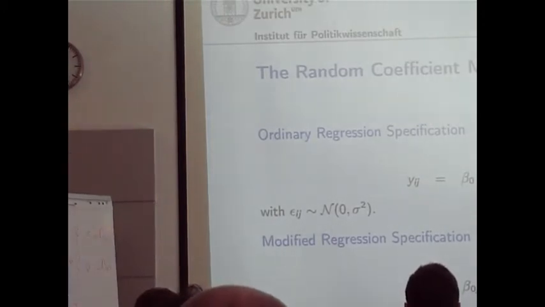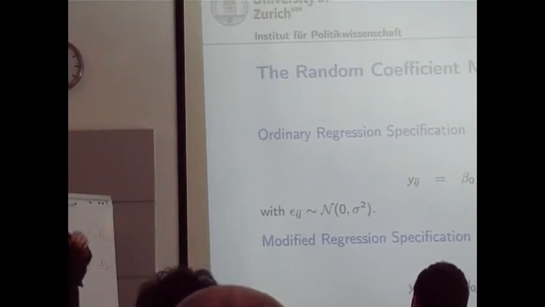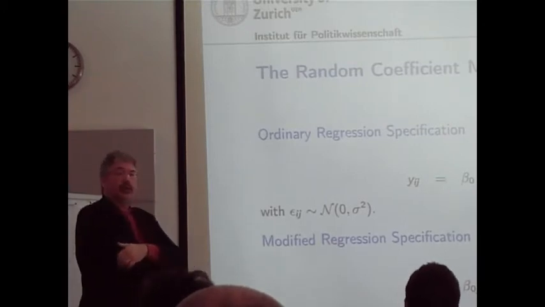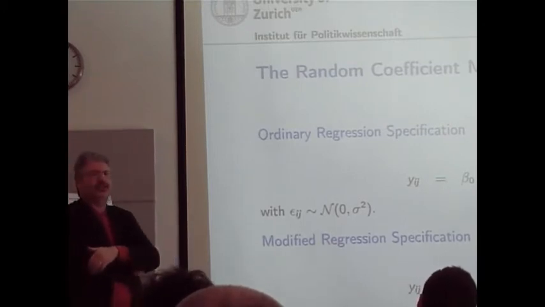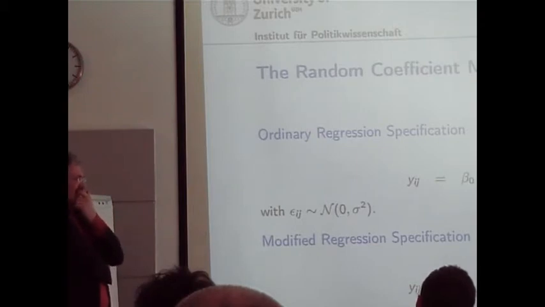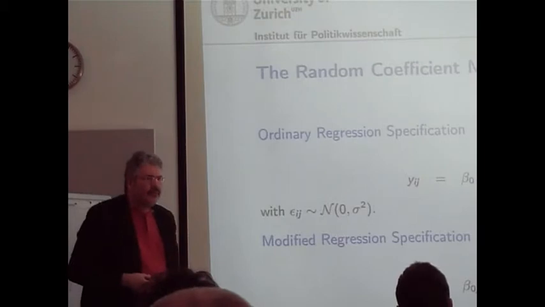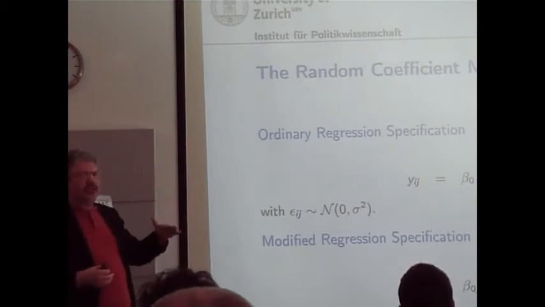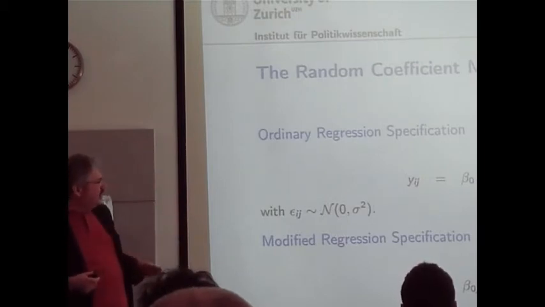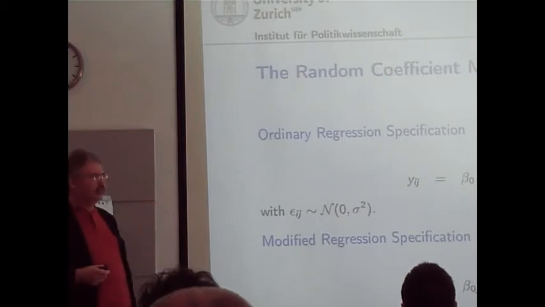Now this is a pooled regression, because here all I say is the intercept is the same for everyone, the slope is the same for everyone, and what I want to do is relax those assumptions. I want to say the intercept, the baseline level of support, varies from state to state, and the effect of race varies from state to state.